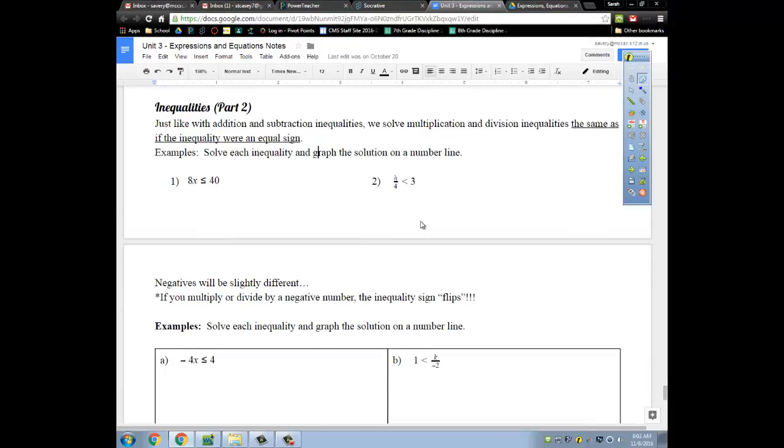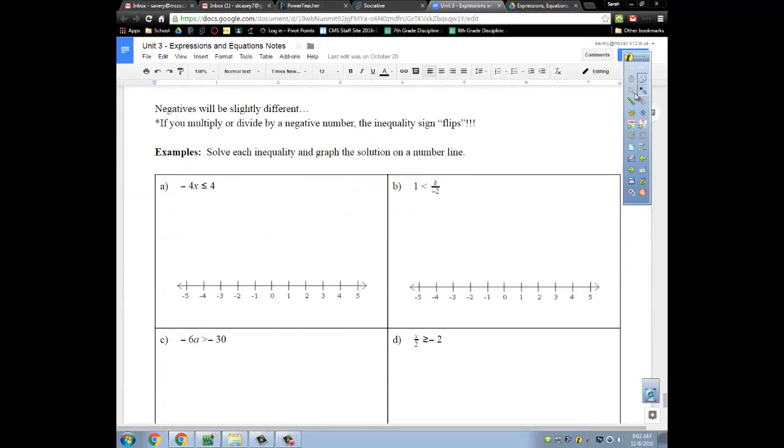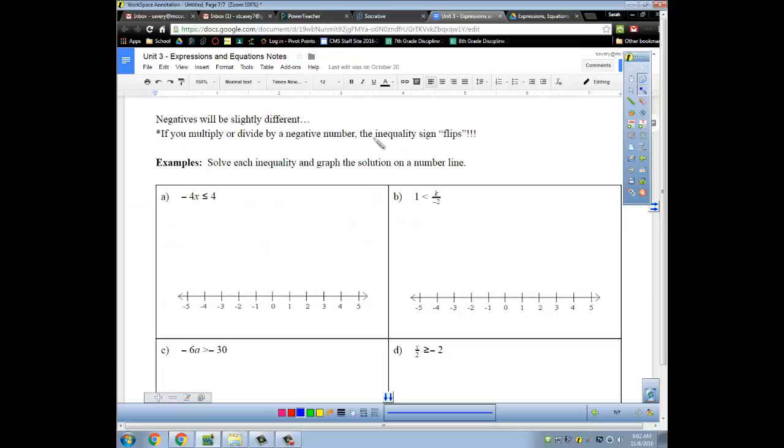So on the next page, if you multiply or divide by a negative, the inequality sign will flip. Don't change your answer. If it was positive, don't make it negative. If it was negative, don't make it positive. We are only flipping the inequality symbol.